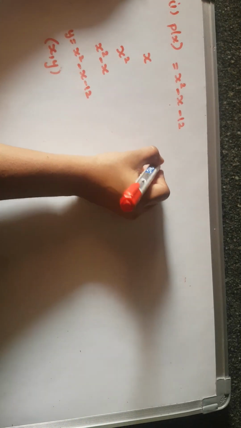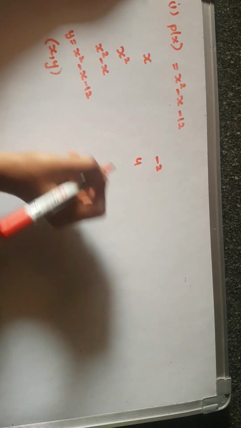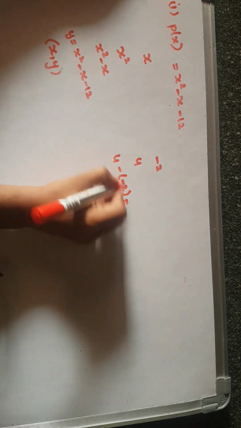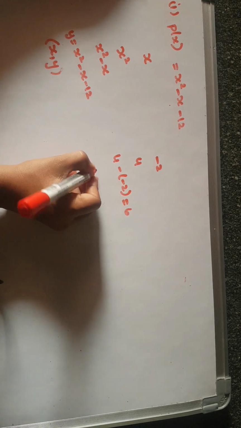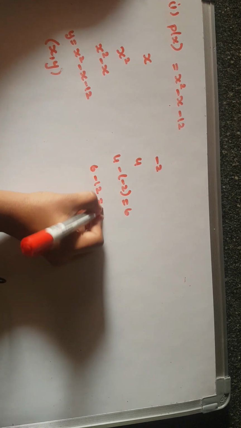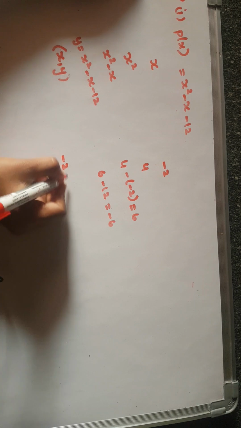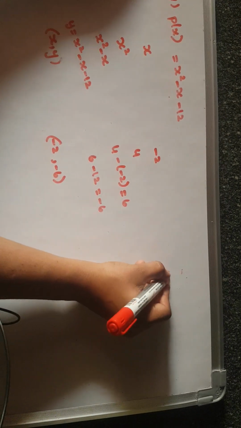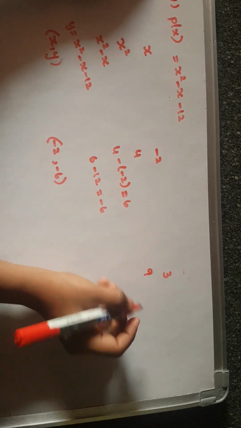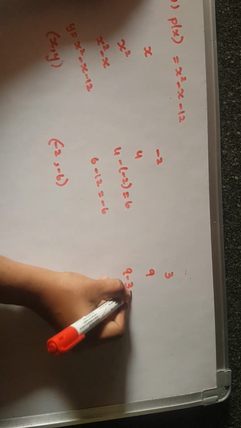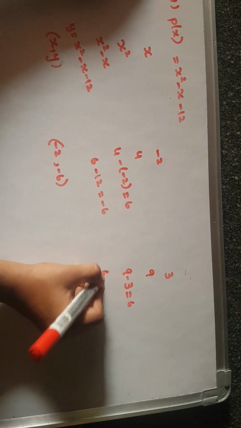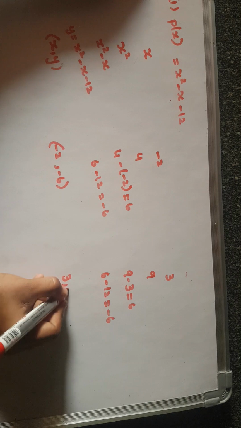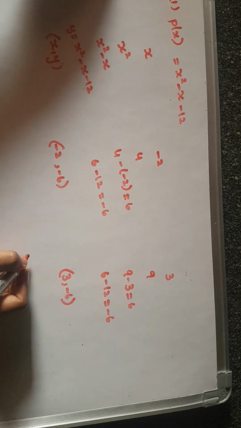Now take negative 2. Negative 2 squared is 4. 4 minus of minus 2, this value is 4 plus 2, value becomes 6. 6 minus 12 means minus 6. When you take minus 2, this value is becoming minus 6. Now take plus 3. 3 squared is 9, 9 minus 3 becomes 6, then 6 minus 12, this value is also becoming minus 6. When you take 3 also, this value is becoming minus 6.